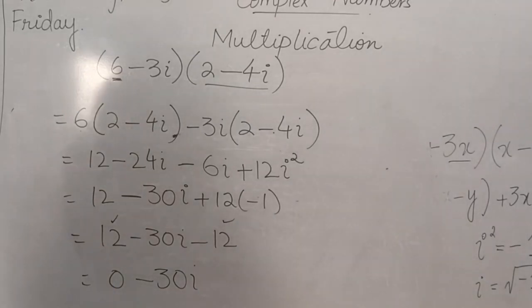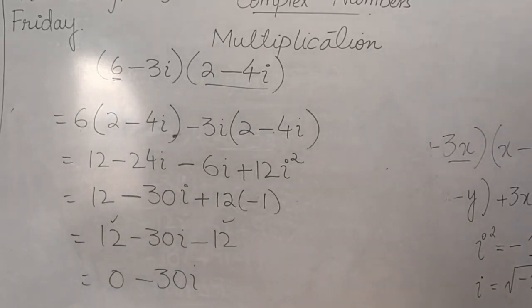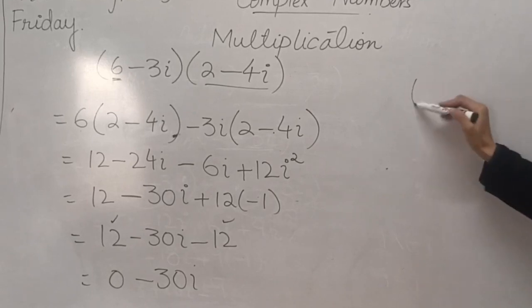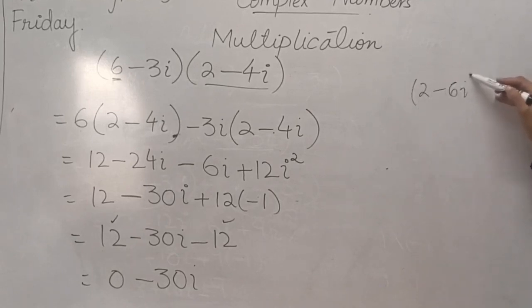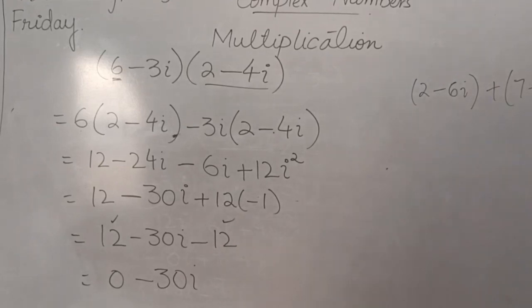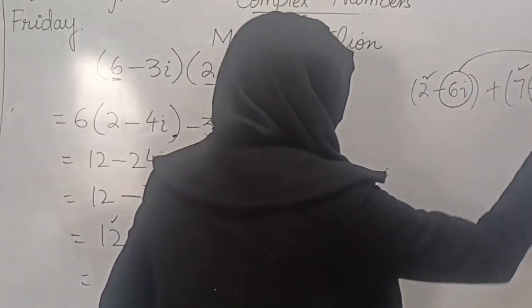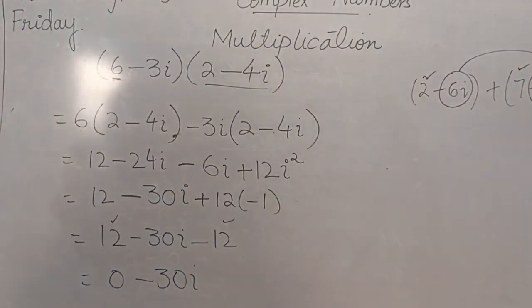Let's wrap up the lesson. First of all, we read about addition of two complex numbers. We learnt that if we have two numbers, 2 minus 6 iota and 7 minus 3 iota, what is the rule of addition? The rule of addition of complex numbers is to add real number with real number and imaginary with imaginary. Same is the case with subtraction: subtract real number with real number and imaginary with imaginary.